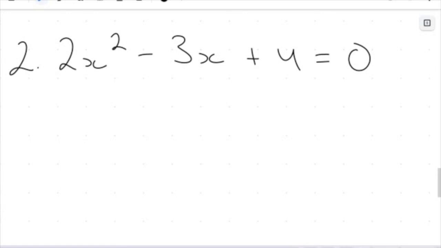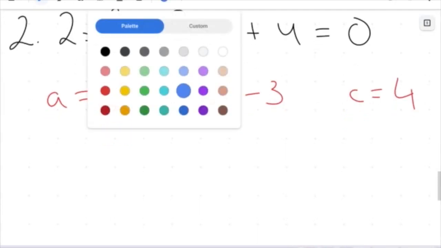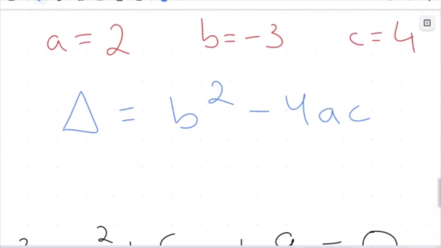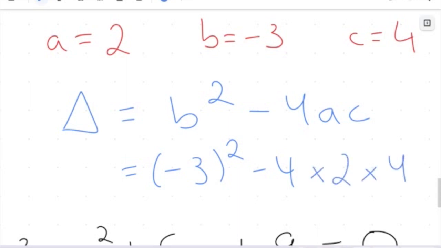All right, next example. We want to once again identify what all of our coefficients are. And my a, the coefficient in front of x squared, is 2. The coefficient in front of x is -3. And c is just positive 4. And I want to sub these into my discriminant. Putting all these numbers in, I get -3 all squared minus 4 times 2 times 4.